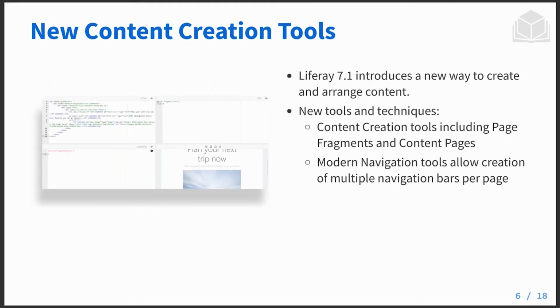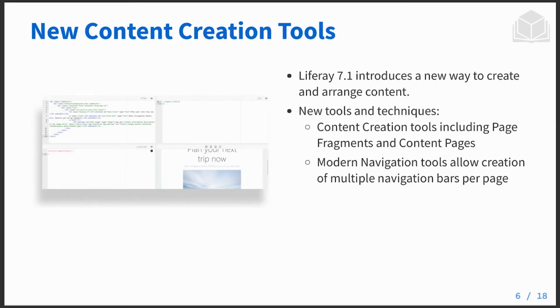Now in 7.1, I mentioned this a lot earlier, there are some new content creation tools as well. Okay, these do not necessarily fit into the asset framework, but they are a new content option for the different content teams and even the marketing teams. The ones that I'm specifically referring to are page fragments and the content display pages to display those page fragments. Now these page fragments do require some more knowledge of the front end, so you need to have HTML, CSS, and JavaScript knowledge to create them.